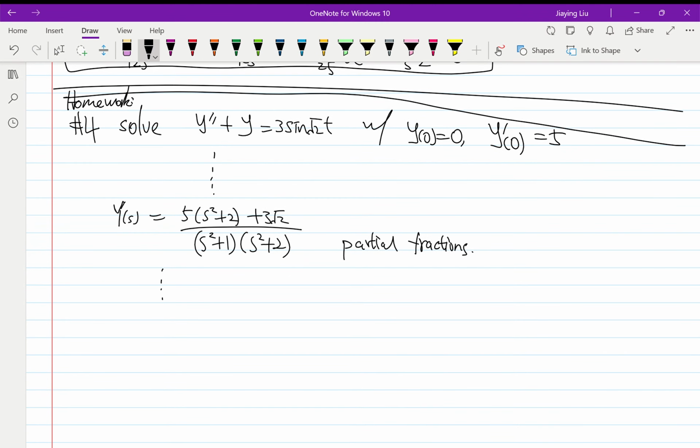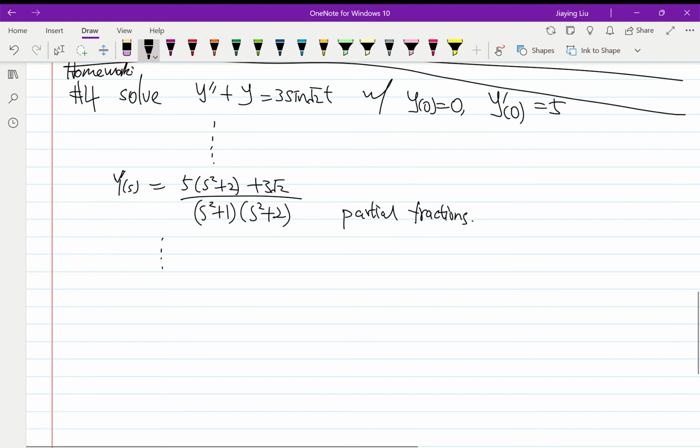And at the end, again, I'm skipping more work here because this is your homework, right? So I want you to have the practice. After you find partial fractions, you end up with 5 plus 3 square root of 2 in the numerator, then we have s squared plus 1 in the denominator. That's one fraction. The second fraction is negative 3 root 2 over s squared plus 2 in the denominator. And the next step is finding the inverse Laplace transformation for each one of them.